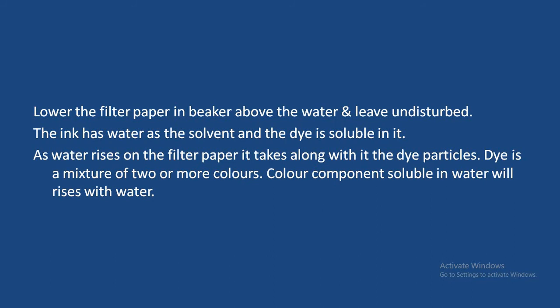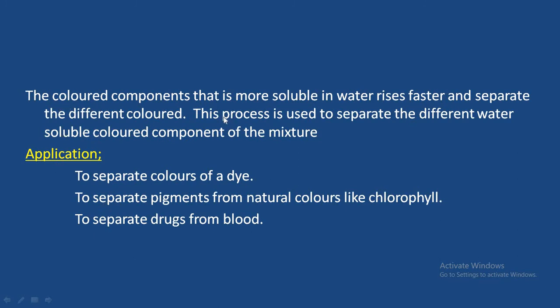When the water rises up, then the two or more colors which are present in the dye will rise up with the water. The colored components which are soluble in water will rise with the water. And what will happen? The colored component which is more soluble in water rises faster, and in this way we can separate the different colors. This process is used to separate the different water soluble colored components of a mixture. Means a mixture of water soluble colored components can be separated this way.